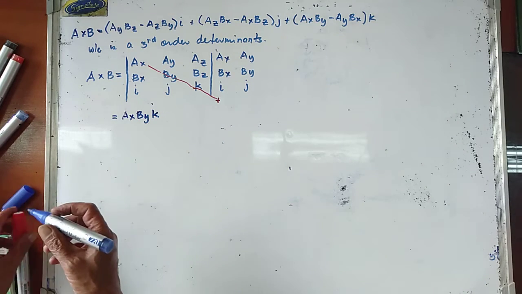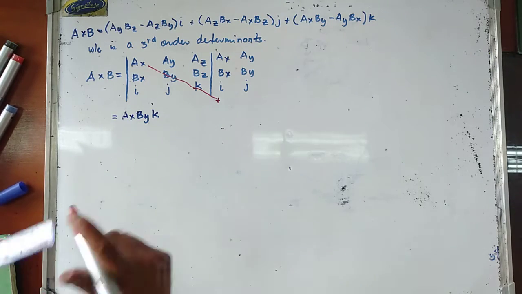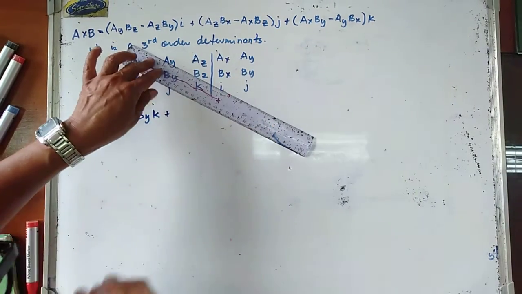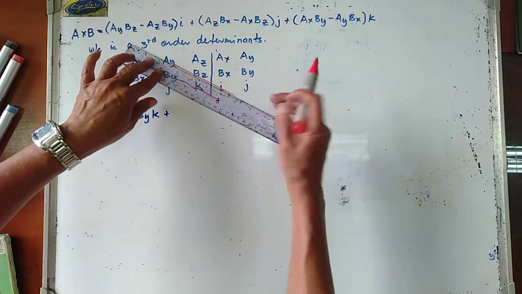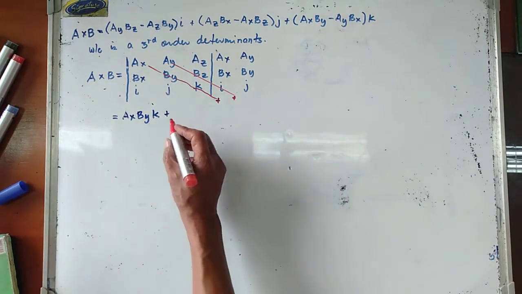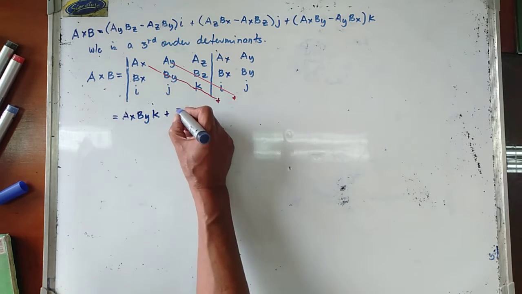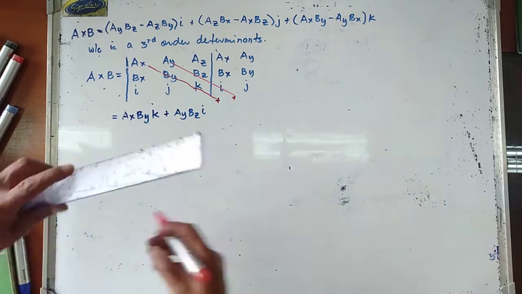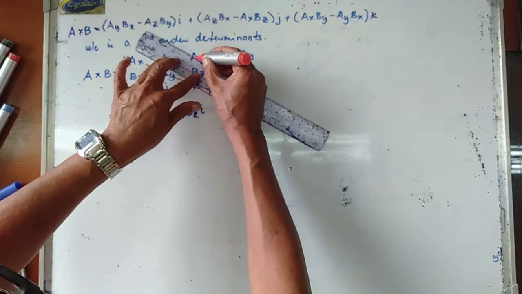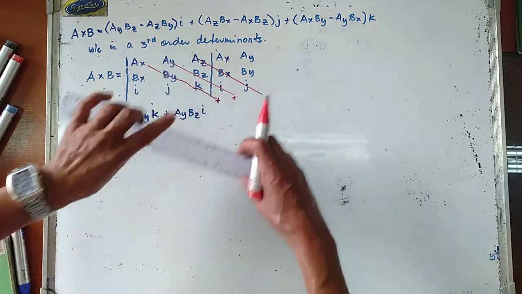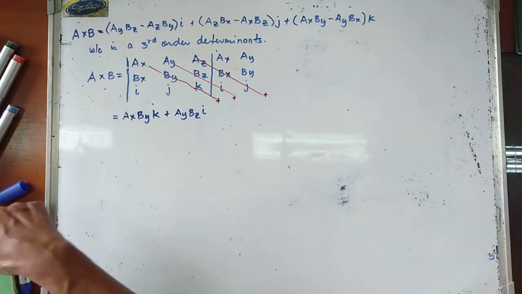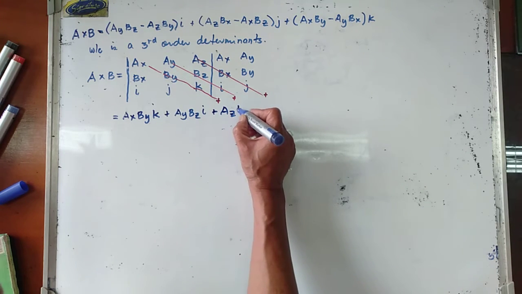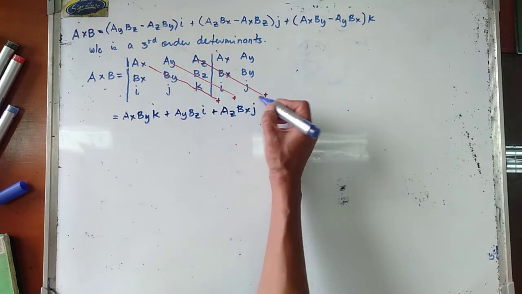So we have another one in here. We have plus AY BZ I. This is still positive. And then we still have this one in here, positive in this direction, down to the right. So that is still equal to positive AZ BX J.